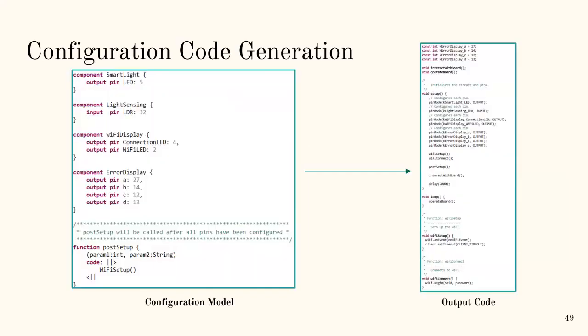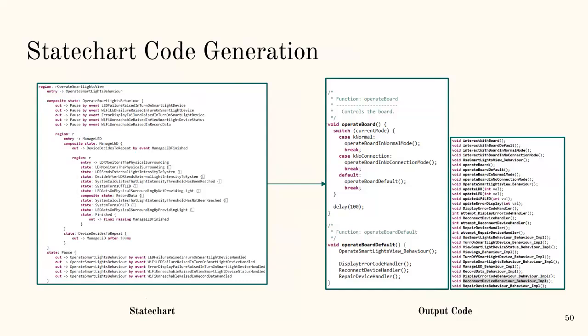Here is an example of the configuration model being mapped onto code. You can see how the pins are mapped as constants and are set up in the setup function. And you can also see how these functions are also mapped below. For the state chart on the left, you see a snippet of the state chart. And on the right, you also see a snippet. Again, it describes the behavior of the system. These are some of the functions that have been generated from the state chart.